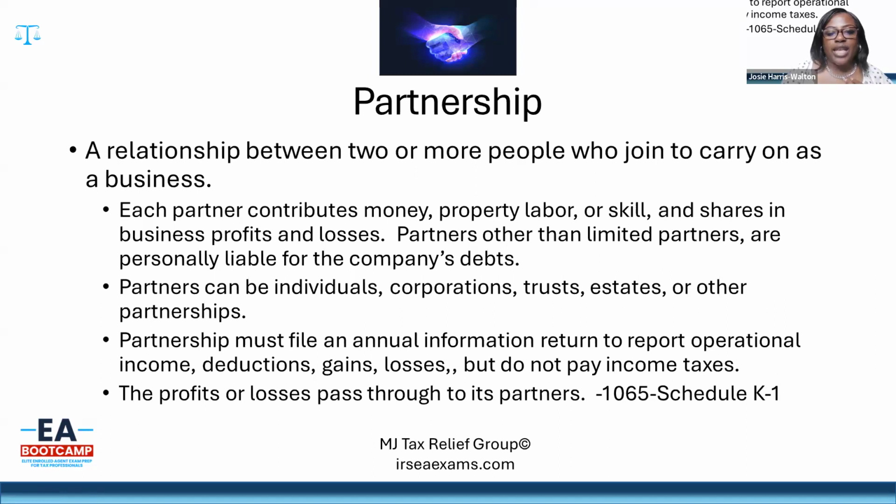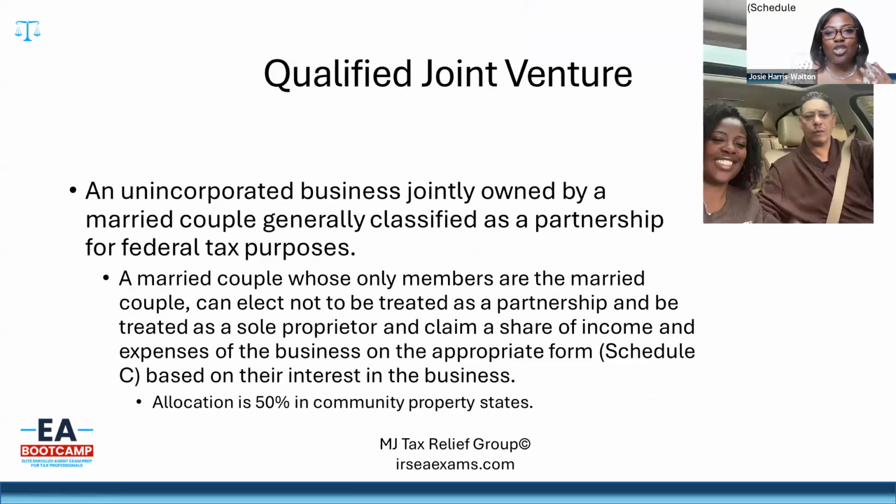All right. The next one is a qualified joint venture. That's a beautiful couple right there, huh? Beautiful couple. Yeah, this is a qualified joint venture. It's husband and wife, and they're the only members of that joint venture. They are considered a qualified joint venture. People always just say all partners have to file a 1065. But if you are a partner with your spouse, then you can be a qualified joint venture, and you can file on a Schedule C. You don't have to file a 1065.